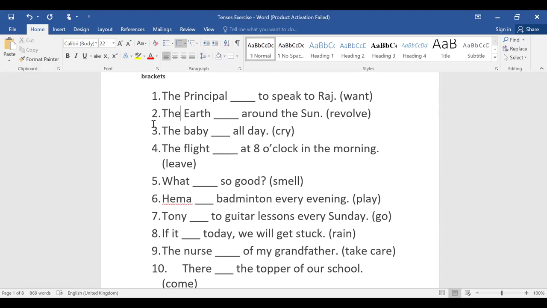So you see how easy it is to get a sentence wrong. The principal want to speak to Raj. Sounds like a correct sentence, right? Something is wrong. The earth revolve round the sun. Correct sentence? All these sentences are wrong. We need you to put the correct form of the verb in the bracket into the blank space.